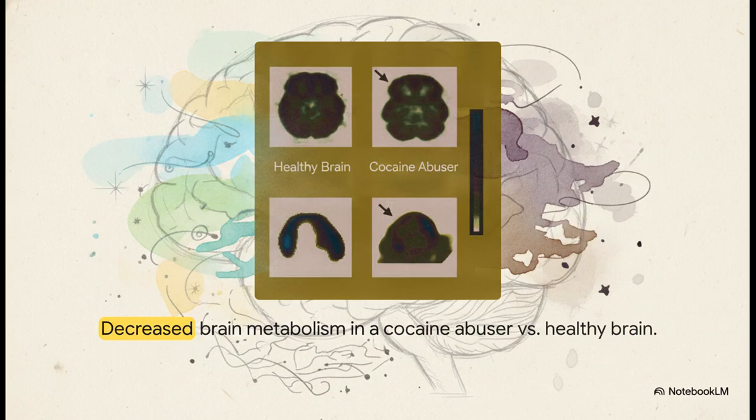Look at the healthy brain on the left. It's bright and full of energy and activity. Now compare that to the diseased brain on the right, which shows significantly less activity. These physical, long-lasting structural changes are exactly why it is so incredibly difficult for someone to just stop using a substance without professional help and medical treatment.